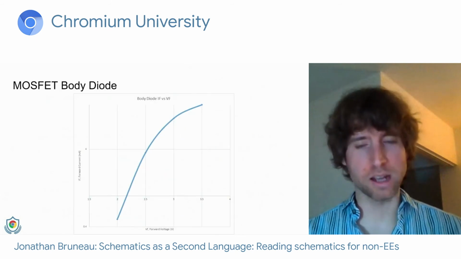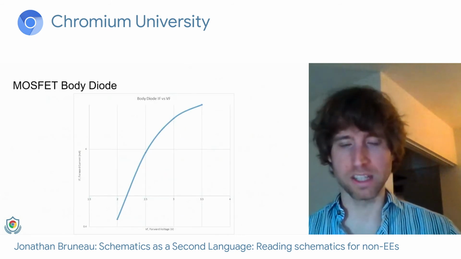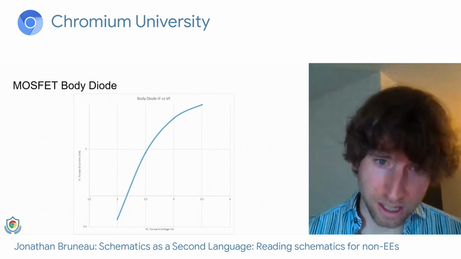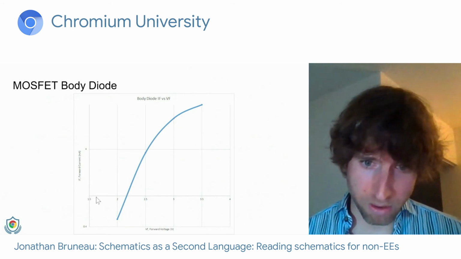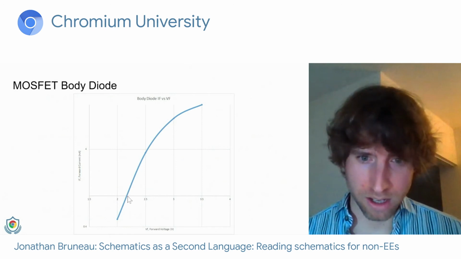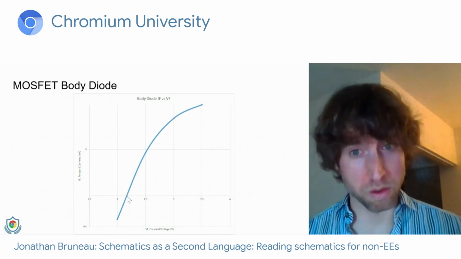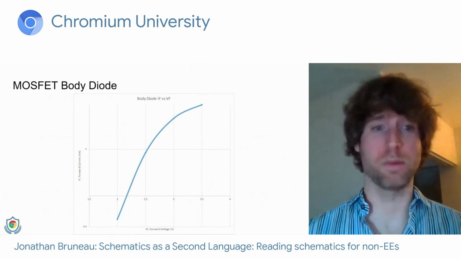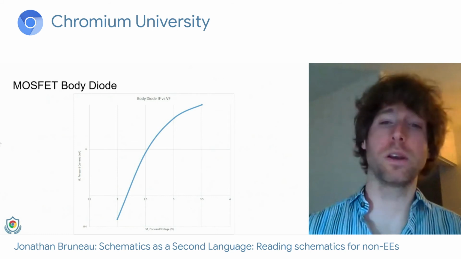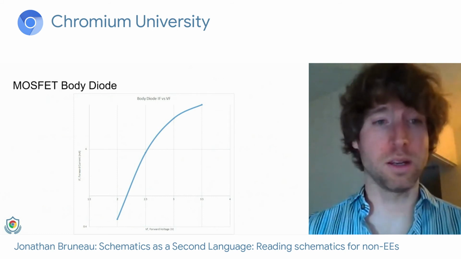Okay, back to our body diode. It's just a diode like we've just talked about, but it's a really bad one. If you look at this, about 1.5 milliamps and come across, this is like a 2.2 volt forward drop, which is terrible. This is not a good diode, but we use it anyways.